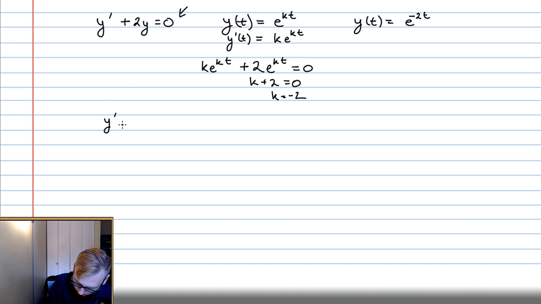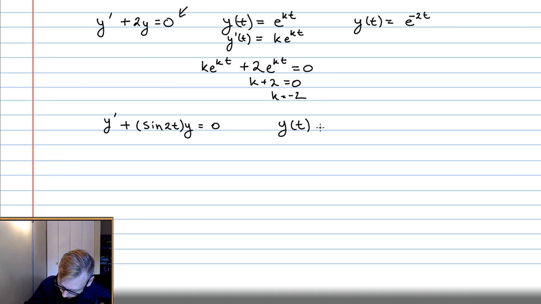Always gotta check back to my notes because I can never remember off the top of my head. Plus, what is this? Sine of 2t, y equals 0. And again, we're going to try and find the value for k. So we've got y of t equals e to the k cos of 2t. That is our differential equation, and that is our solution that we're going to try and find.